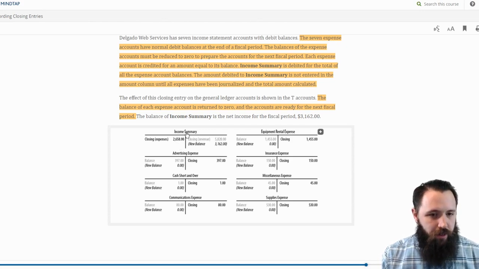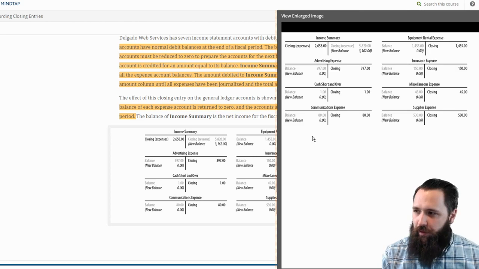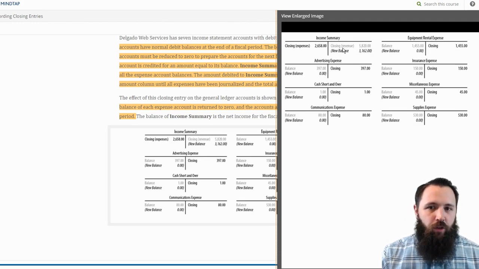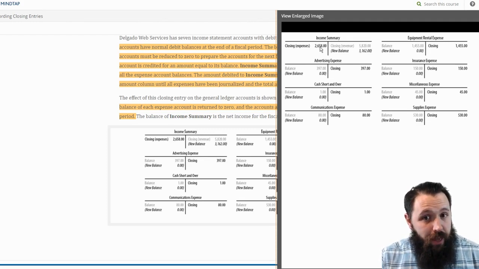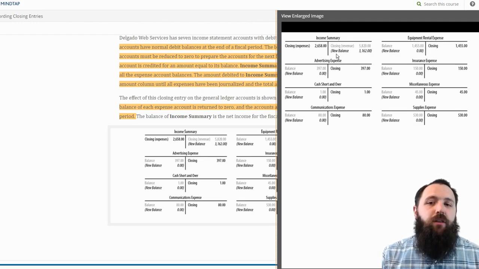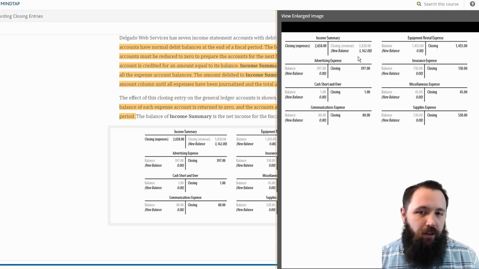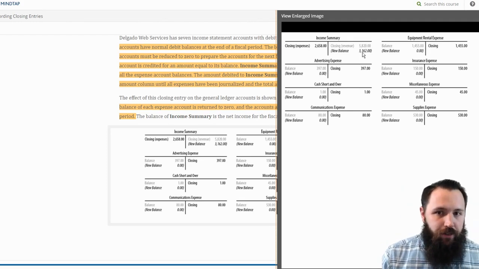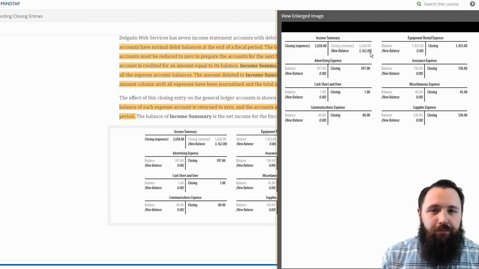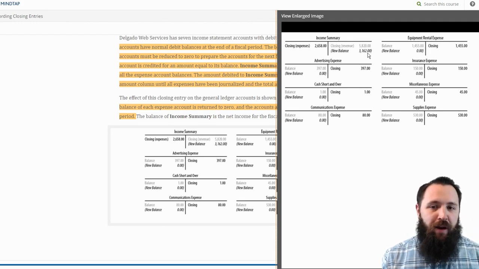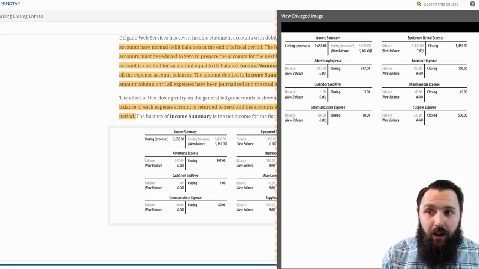You can see here, if we just pull this up, it's not really zoomed in, but if you look at this income summary, we now have the revenues, which was credited at 5,820, and the expenses, which is debited at 2,658. The new balance here is 3,162 on the credit side. And what's this equal? That's our net income, right? That's now the net income amount has successfully been transferred over to our income summary.